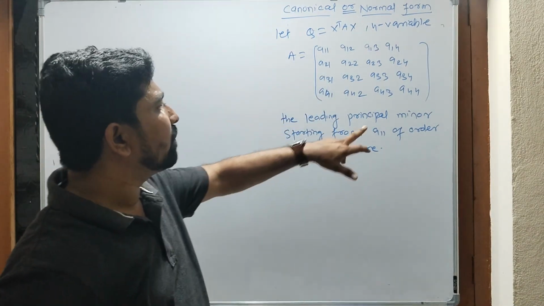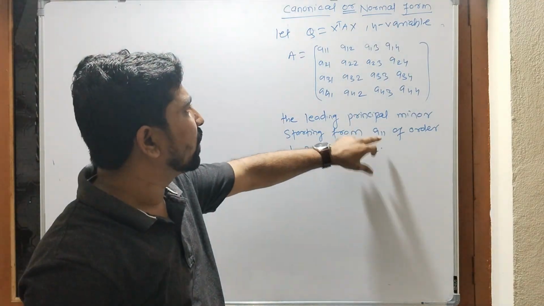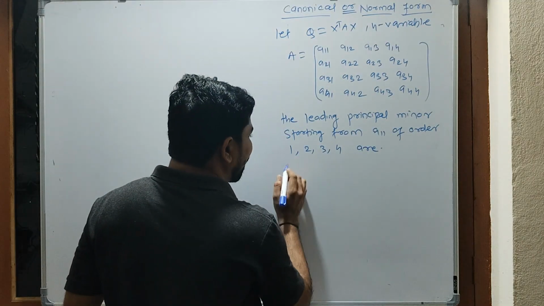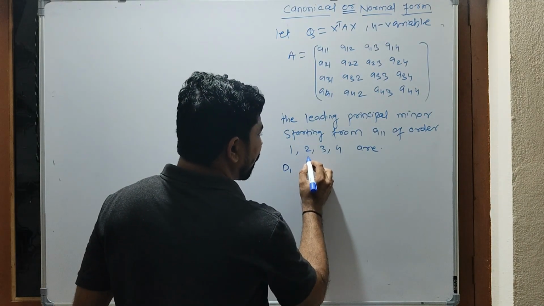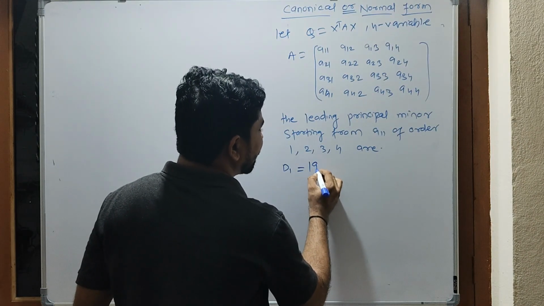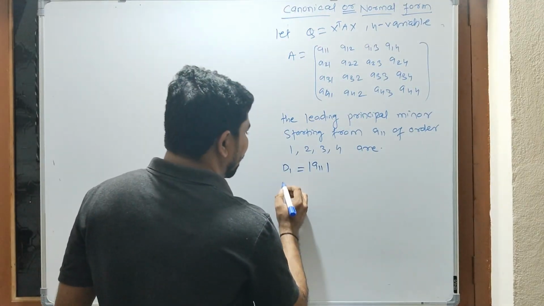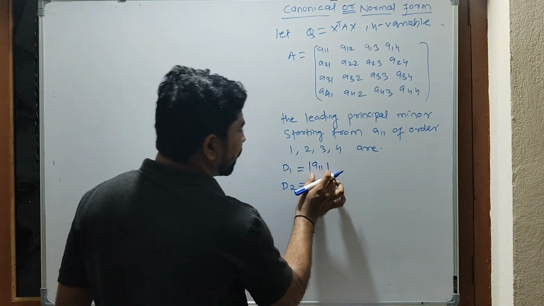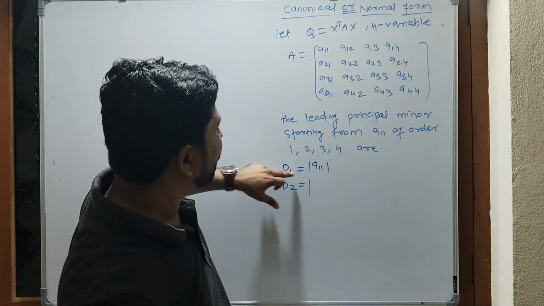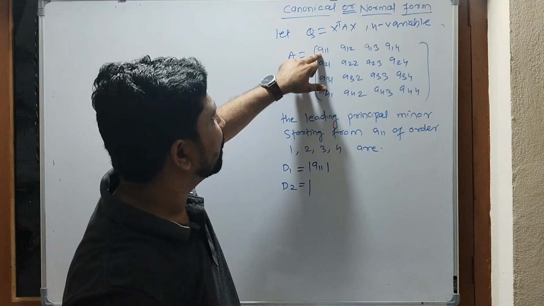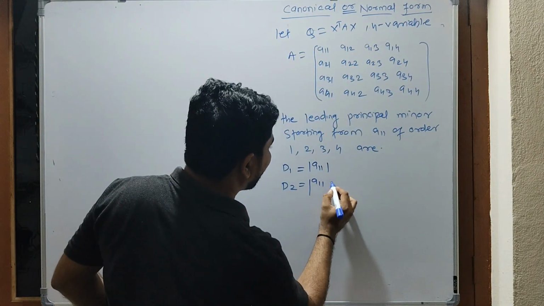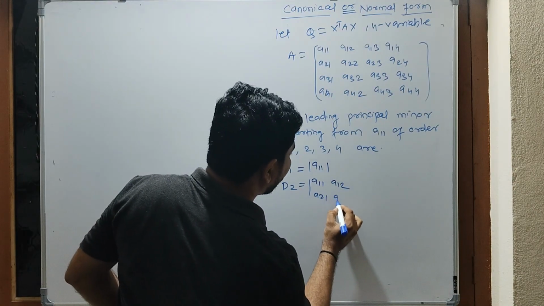The leading principal minors starting from A11 always start with A11. So for order 1 I will write D1, for order 2 D2, and so on. D1 is the principal minor of A11, that is the determinant of A11, simply A11. For order 2, we start with A11: the determinant of A11, A12, A21, A22.